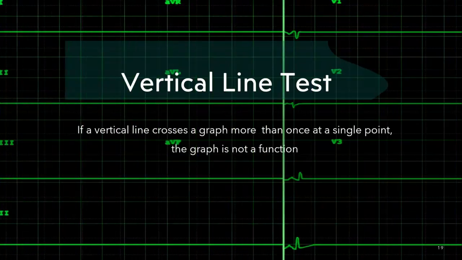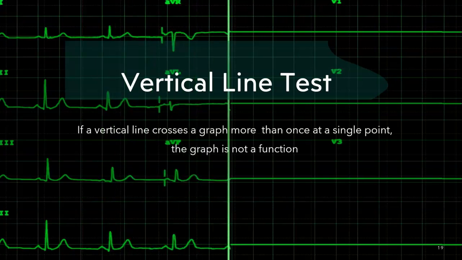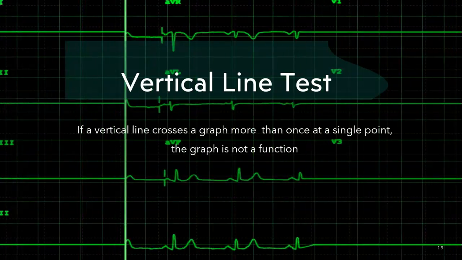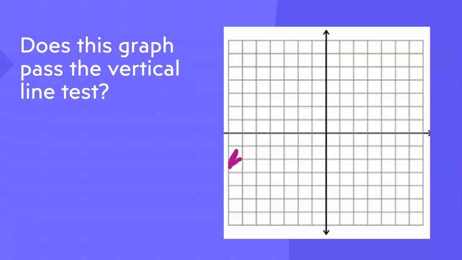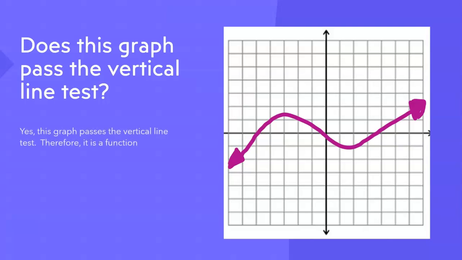A vertical line test states that if a vertical line crosses a graph more than once at a single point, then your graph is not a function. So here we have this graph, and if you were to drag a ruler across your screen, would your ruler cross this graph more than once? And no, it would not. So this graph is a function.